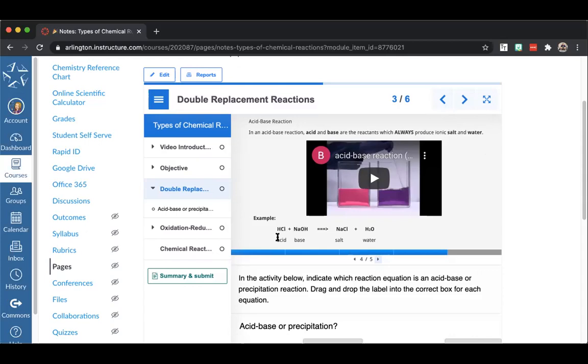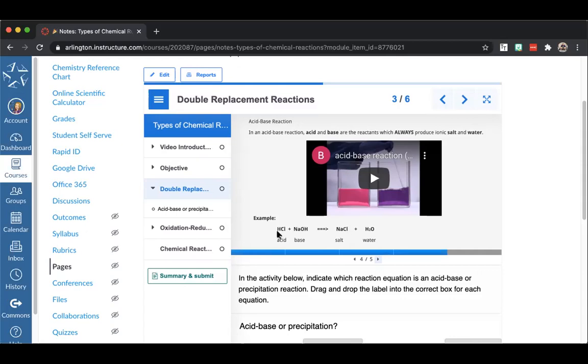And so a lot of times for acid-base, you'll see this pattern where it's like acid plus base yields salt plus water. And salt is just a term for an ionic compound. So in this one, if I don't have these labels down here, the acid, base, salt, water, I should be able to look at this and categorize it as an acid-base neutralization reaction and also as a double replacement reaction, because it is following that ABCD pattern.